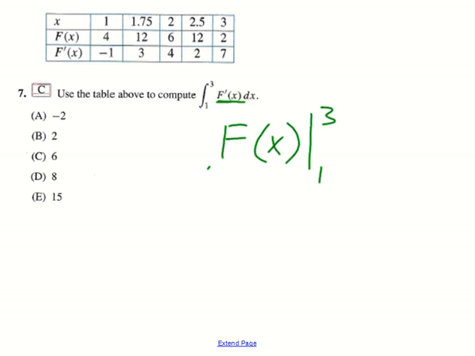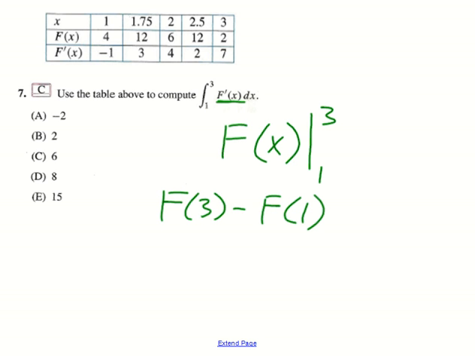And the reason I'm only using capital F of x right here is simply because they already have f prime, and so the antiderivative of the derivative would just be the function without the prime. And now, according to the first fundamental theorem of calculus, we want F of 3 minus F of 1.